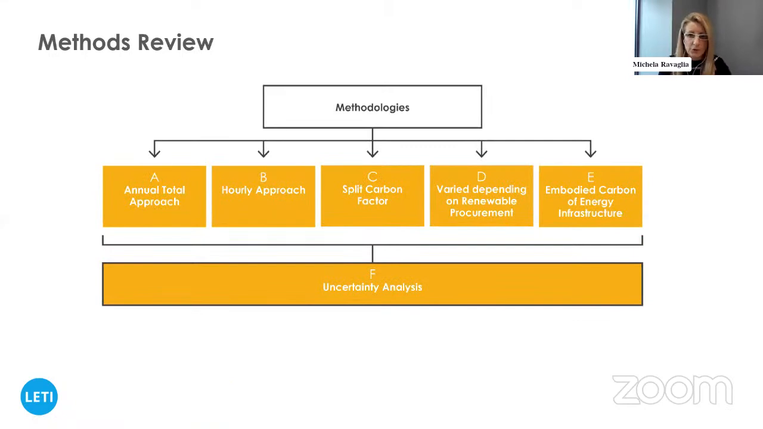And to close, before moving on to case studies, we will have a brief overview of benefits and disadvantages of all the methods explored. Just a reminder that the workstream recommendation is to use method C, the split carbon factor, bookended by decarbonized and non-decarbonized grid as per workstream F, uncertainty modeling, which decarbonized scenario is obtained by using method A, the annual total approach, and included the impact of embodied carbon of energy infrastructure as per method E. The two methods that have not been included in the recommendation are B, which will be developed as a separate workstream, as Leighton and Barney just explained, and method D, renewable procurement, as it is not relevant to design stage.